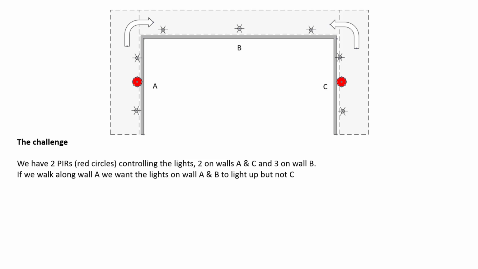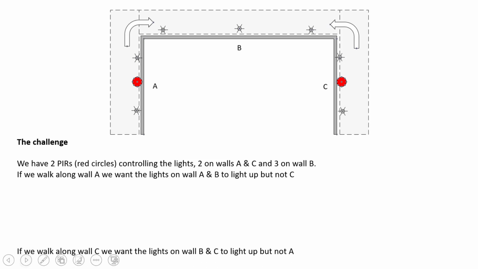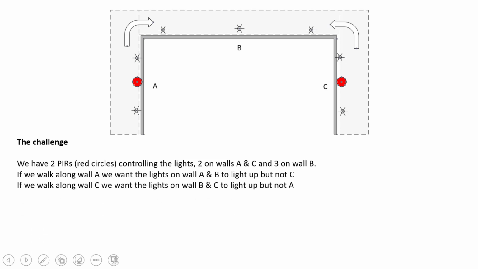But we don't want side C to come on. So the idea is we walk up there. We're doing a bit of a security check of this building. So we walk up side A and we want the lights to already be on down side B when we walk around the corner. And likewise, if we walk along wall C, we want the lights on wall C to come on, and again the lights on wall B. So again, we walk around the corner and the lights are on.